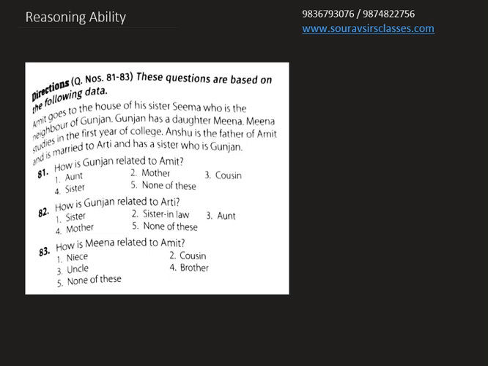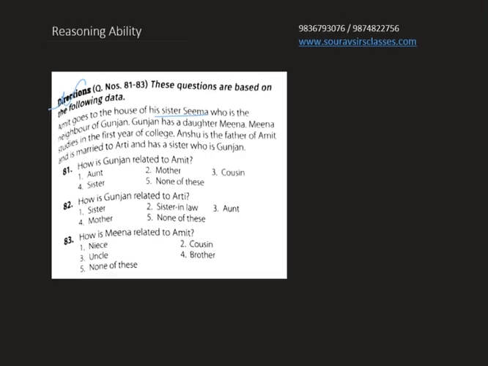This is a problem based on relations, and let's see what is in this problem. Amit goes to the house of his sister Seema, who is neighbor of Gunjan. So first of all, we draw a diagram to understand the relation between each of the characters.